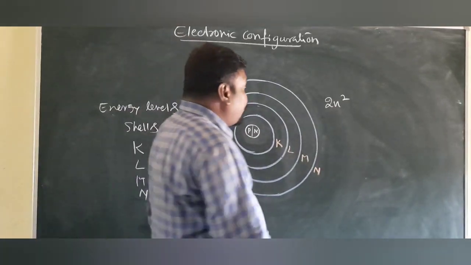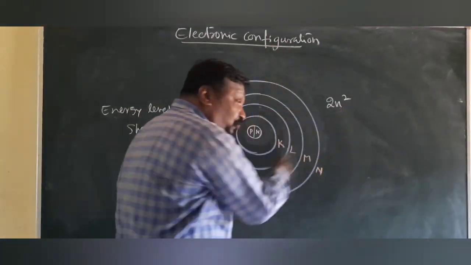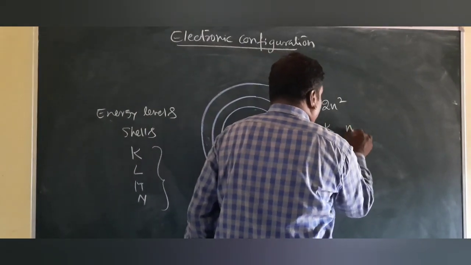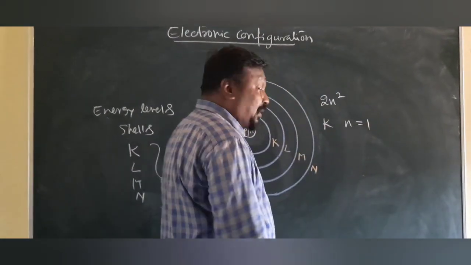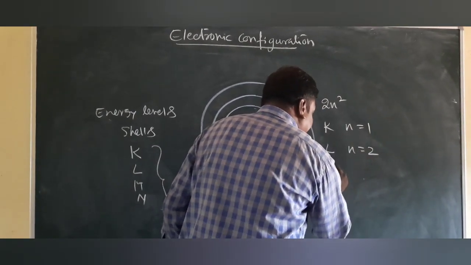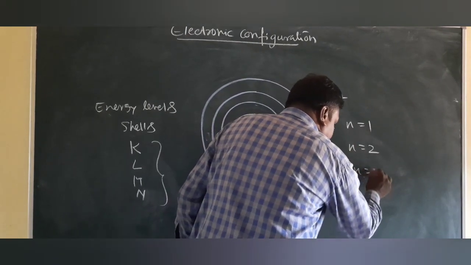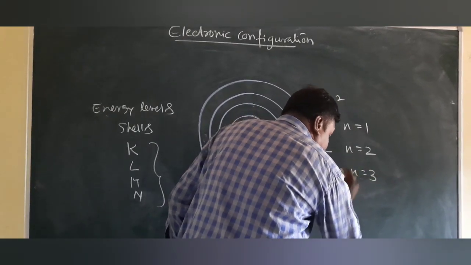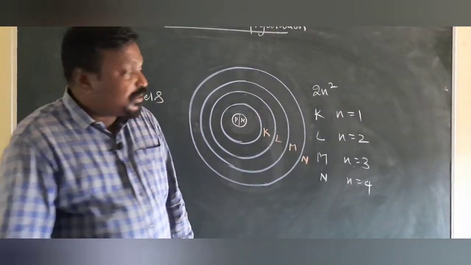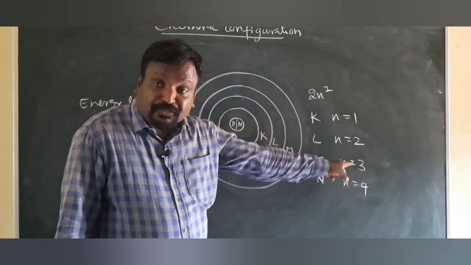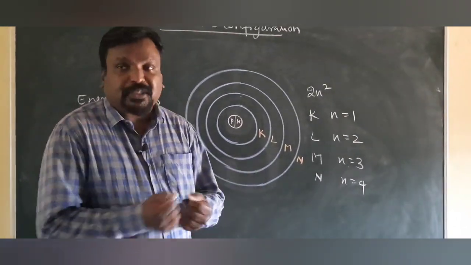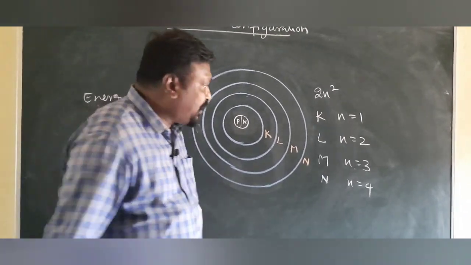Now, the n value for different shells is given by: for K, the value of n is 1, and then for L, the value of n is 2, and then for M shell, the value of n is equal to 3, and then for N shell, the value of n is equal to 4. So, like this, there is a definite value of n for different shells.